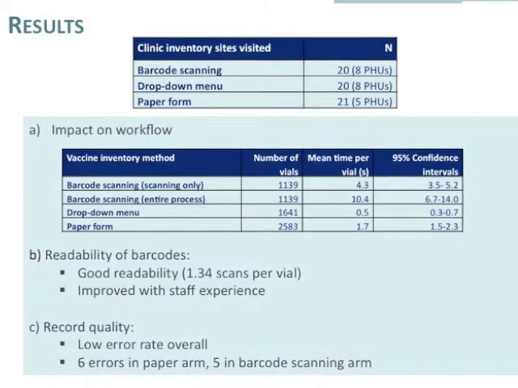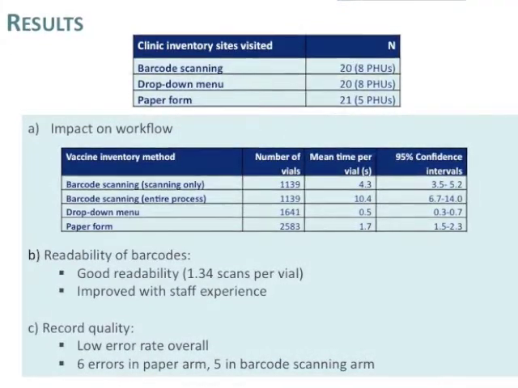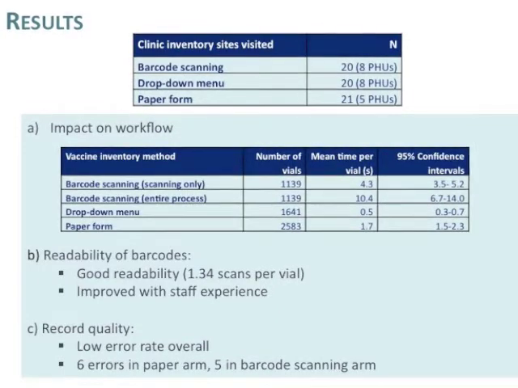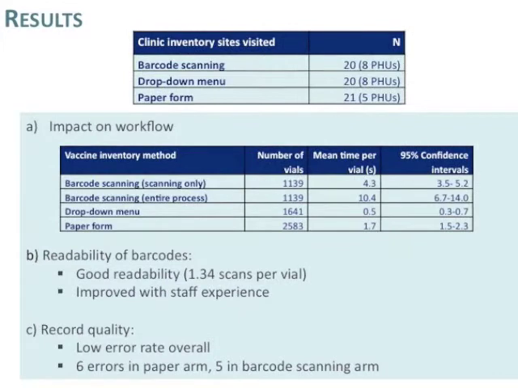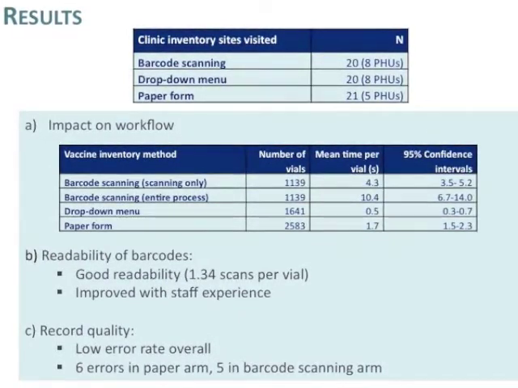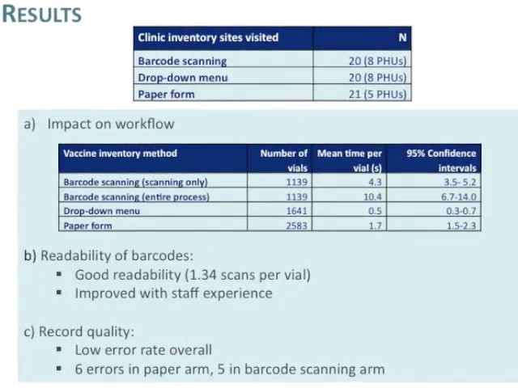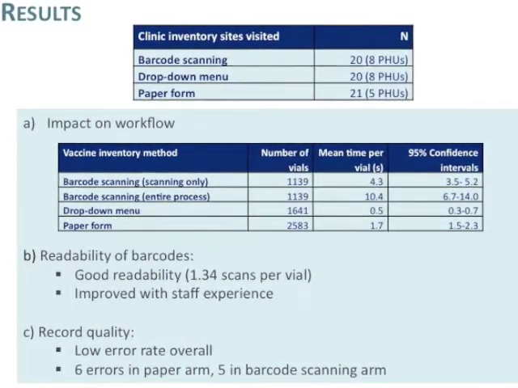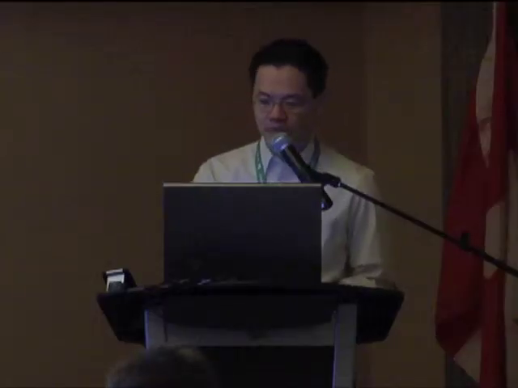There was good readability, so on average it was about 1.3 scans per vial to get the information, and it seemed to improve with staff experience. So there seemed to be a learning curve involved with using this sort of technology. The error rates were very low for all the methods used: there were no errors in the drop-down menus, and only 6 errors in the paper arm and 5 errors in the barcode scanning arm.